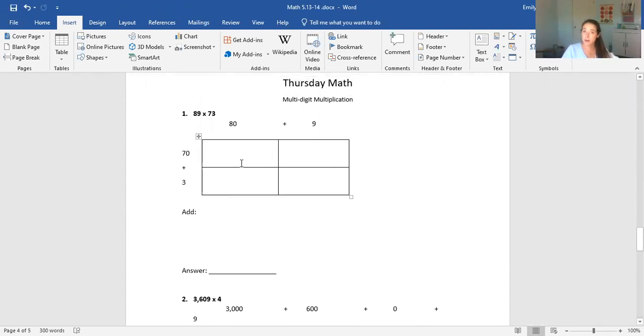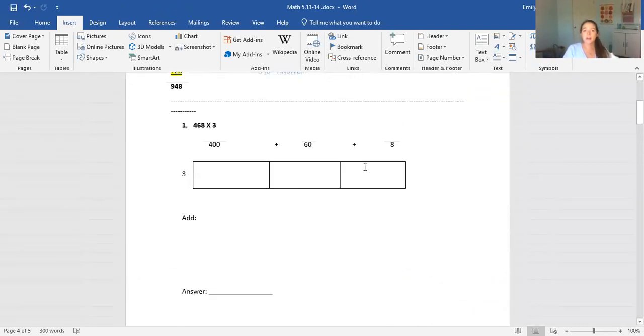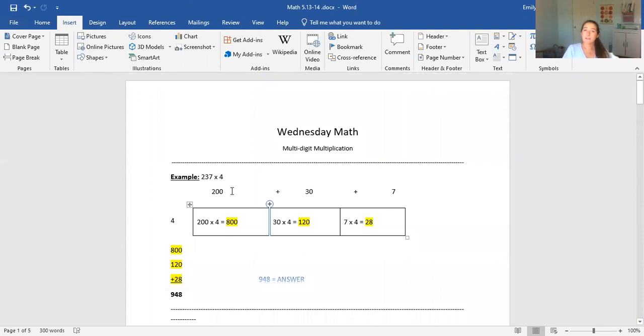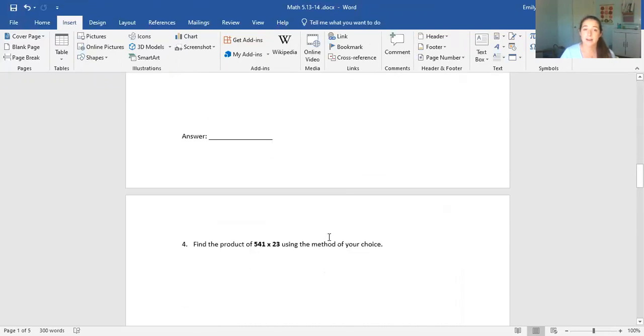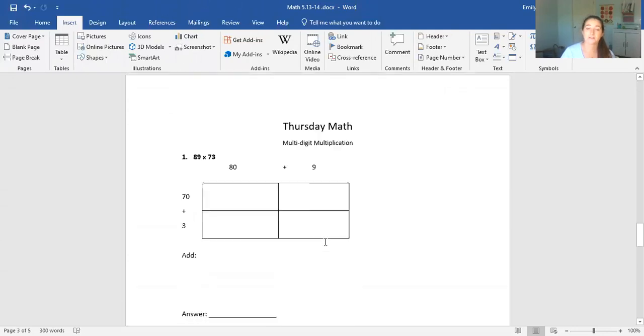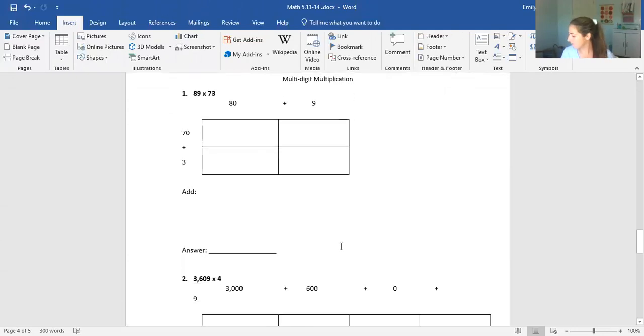If you need a little refresher on how to do these, you can go and look at our example from Wednesday's math. We went over this yesterday. We are going to do the area model for the first couple of problems, and then you will get to decide how you want to do the multiplication for the remainder of them. So let's start. 89 times 73, sorry.